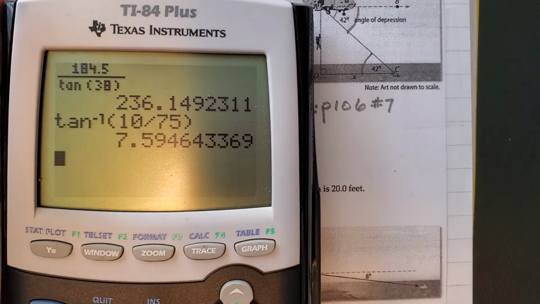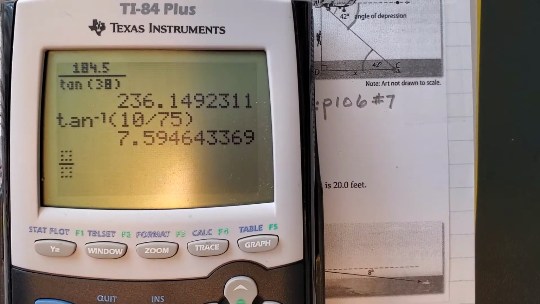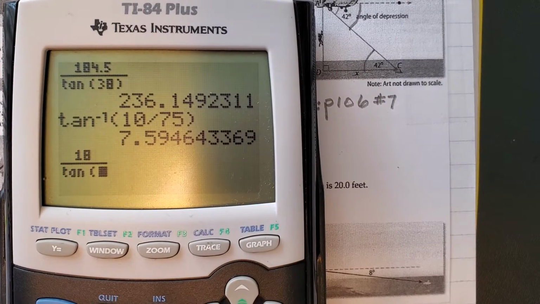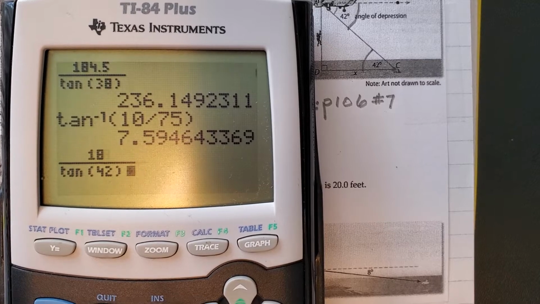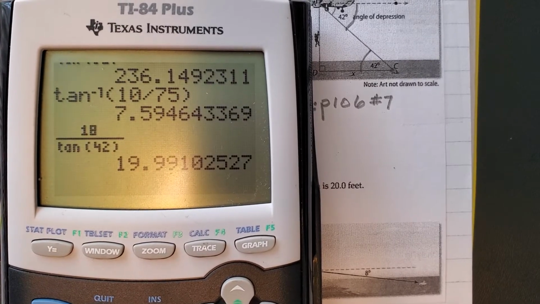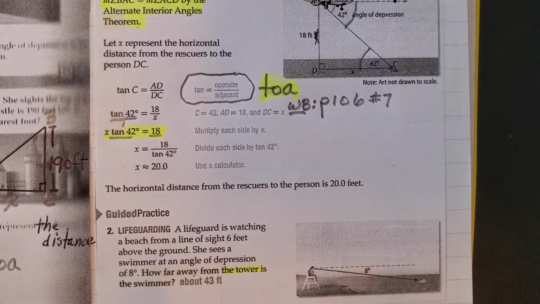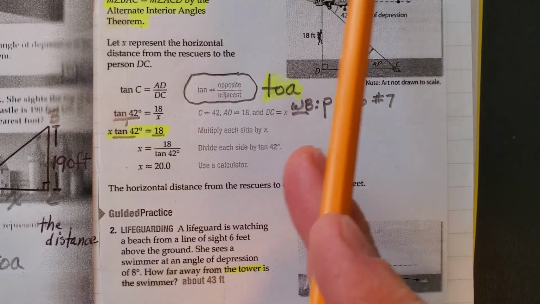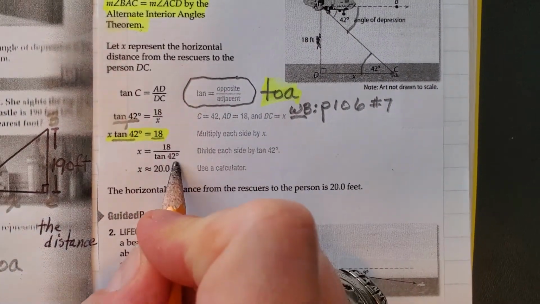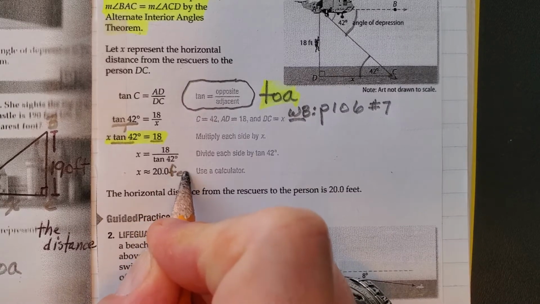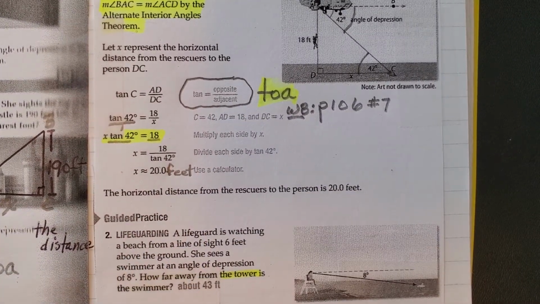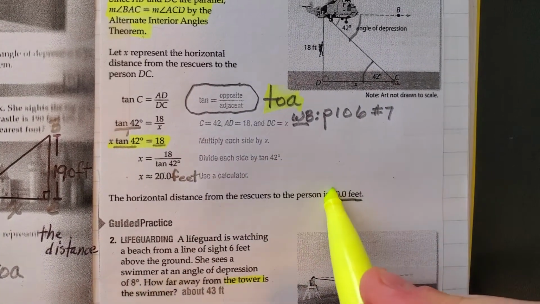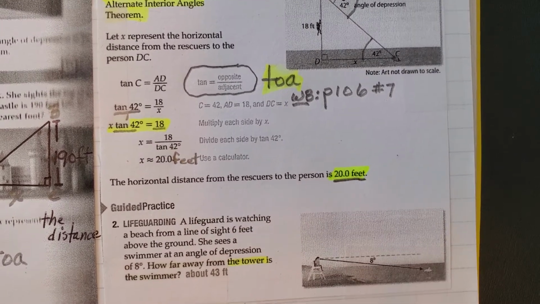So if I work that out, F1, I always like to make a fraction, 18 divided by the tangent of 42, and I get 19.99 or 20 feet. Let's see if we're in terms of feet. Yep, 18 feet, so it's 20 feet right there. They don't write it. I wish they would have. 20 feet from the person. And, oh, I guess it says it right here. Duh. All right, there we go for that one. Answer, 20 feet.